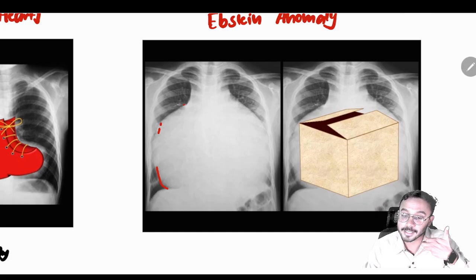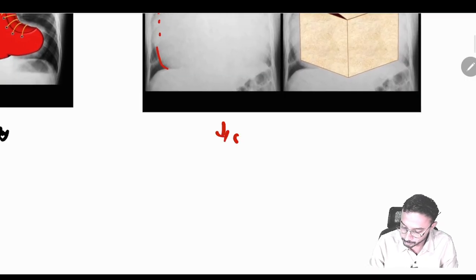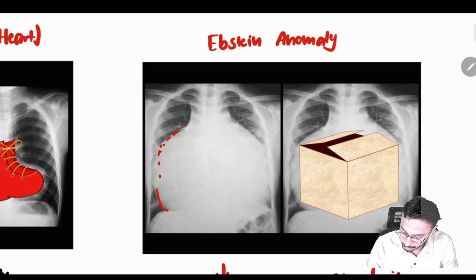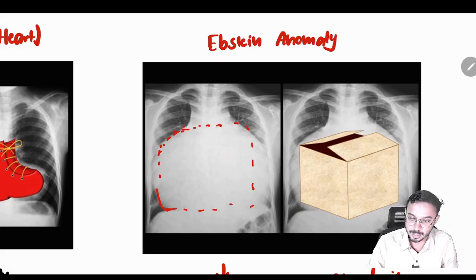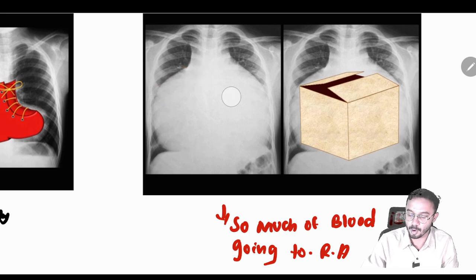So atrialization takes place. That's why so much blood is going to the right atrium. So this is the reason. Look at the X-ray, how it looks like a box. This is a box-shaped heart, which you will find in Ebstein anomaly.